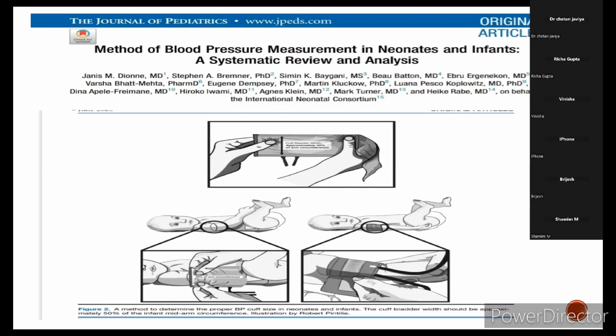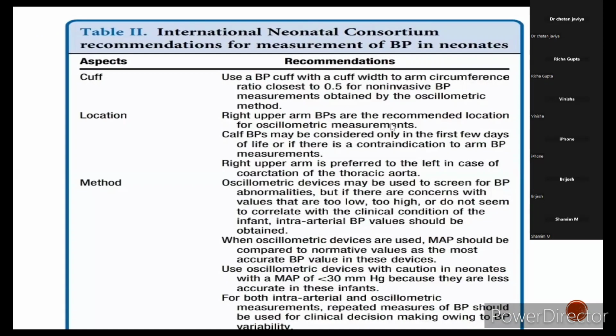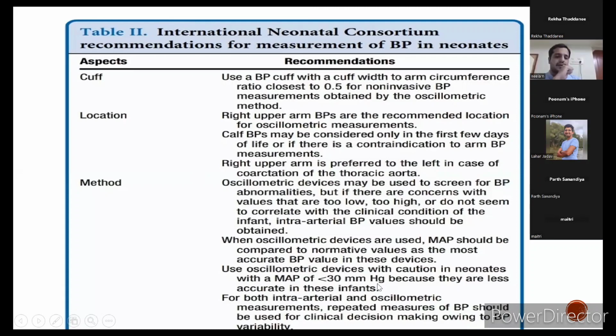And one more thing: there are guidelines from the International Neonatal Consortium to measure BP in neonates. What they say is the right upper arm is the best site for measuring BP. It is less reliable when measured in the left upper arm or in both lower limbs. As compared to that, the right upper arm is the best. Also, non-invasive BP is not very reliable when your mean arterial pressure is less than 30.